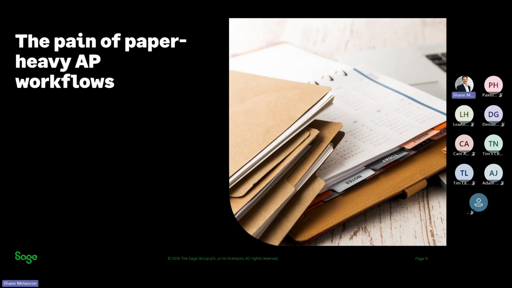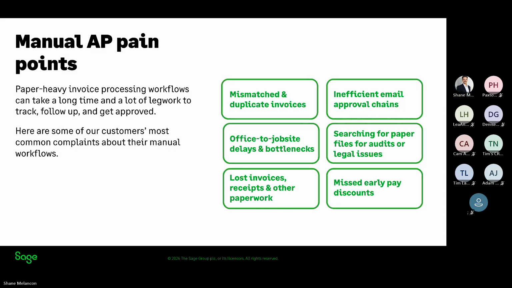Now, to touch on too, the pain of paper-heavy AP workflows. Raise your hand if some of these sound familiar to you guys, but paper-heavy invoice processing workflows can take a long time, of course, a lot of legwork to track, follow up, and get approved. Some of the things you might see: mismatched and duplicate invoices, inefficient email approval chains, office to job site delays and bottlenecks, searching for paper files for audits or legal issues, lost invoices, receipts, and other paperwork, and maybe some missed early pay discounts.